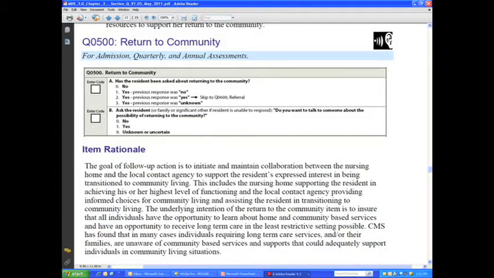So our goal is that you get to know your ADRC team and that they get to know their nursing home team. Q0500. Now we're getting to the meat of it. This is about return to the community, and there are two questions. The underlying intention of the return to the community item is to ensure that all individuals have the opportunity to learn about home and community-based services and to receive their care in the least restrictive setting possible.